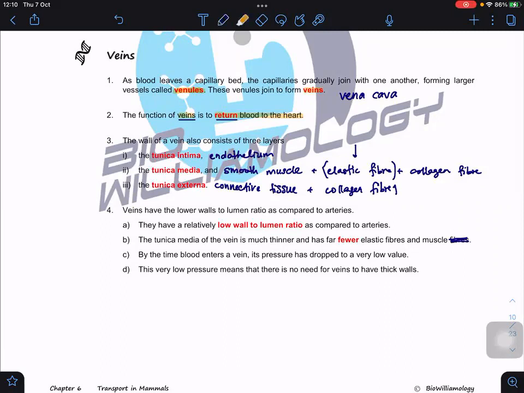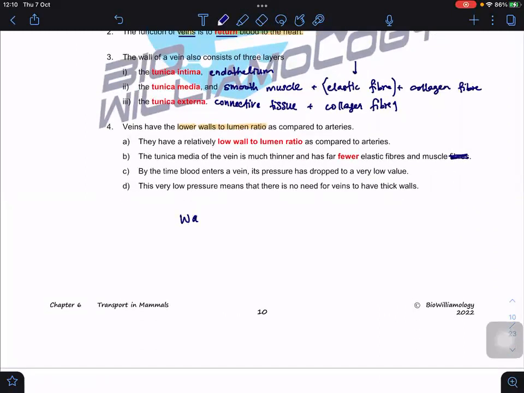In terms of wall to lumen ratio, it is lower. If you look at this, the wall is thinner and the lumen is wider. Therefore, the wall to lumen ratio will be low. Are you clear? And I did tell you that not everyone agrees to use the same thing, wall to lumen ratio. Some may use lumen to wall ratio. It doesn't matter, as long as you use it correctly. In this case, the lumen to wall ratio will be very high.